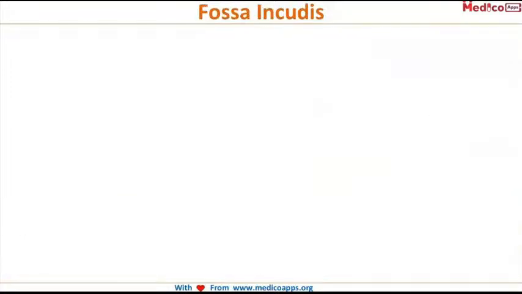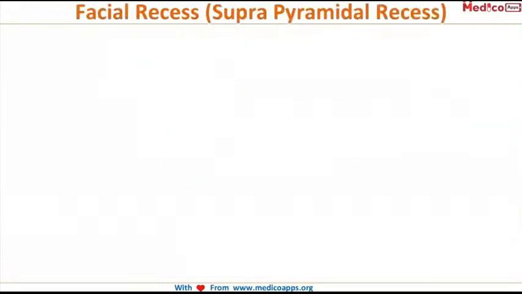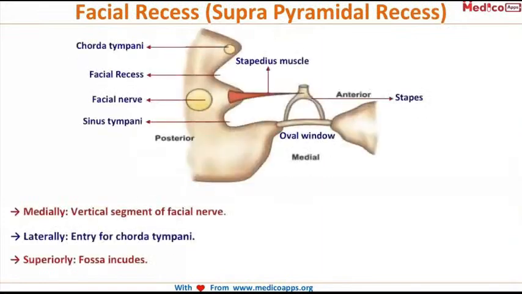The next important structure is the fossa incudis. It lodges the short crus of the incus. So the fossa incudis lodges the short crus of the bone incus. Next we are looking at the facial recess. So look at this image over here. Medially, it is formed by the vertical segment of the facial nerve. So this is the facial nerve and the vertical segment that is passing behind, we cannot see that in this image.